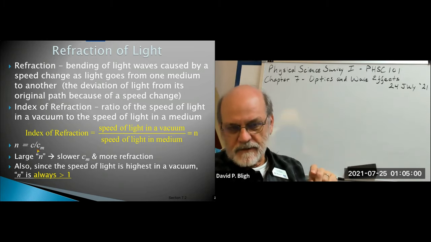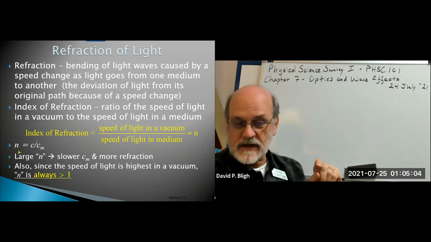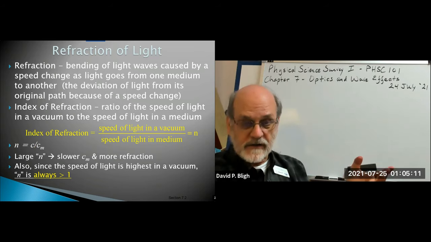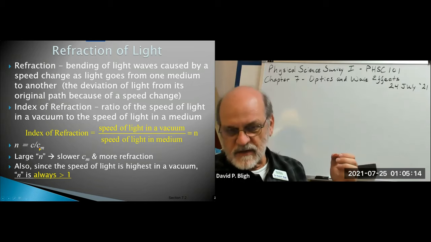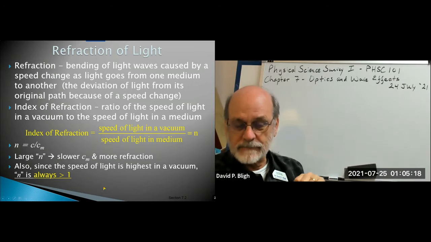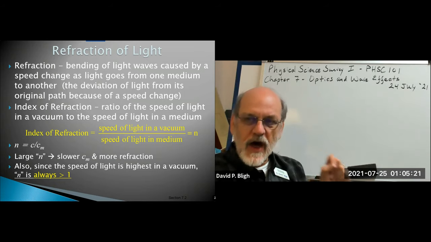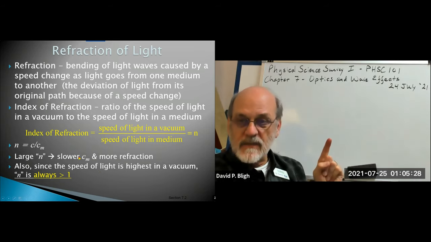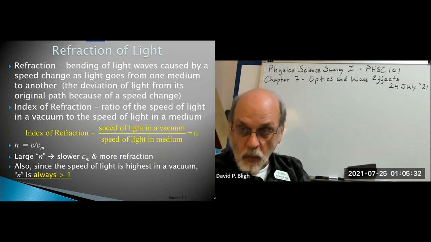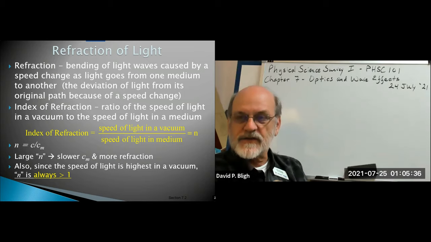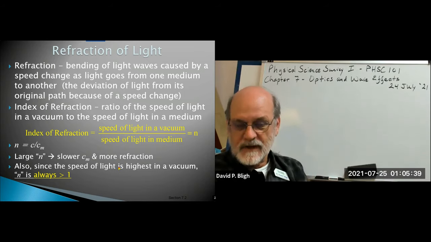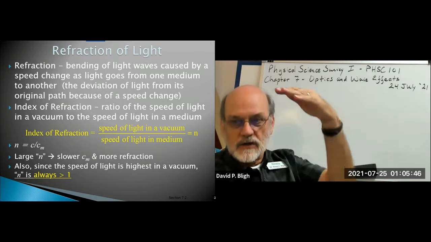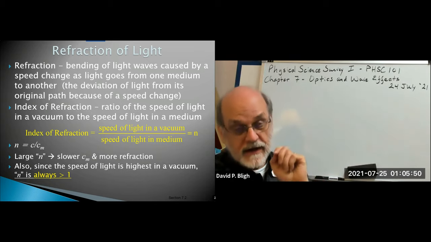So this is an abbreviated version of the formula. n, the index of refraction, equals c, which is the constant for the speed of light, divided by v, the speed of light in the medium. So what does that mean if we look at the number n? If n gets bigger, that means the medium slows the speed of light down more and more. The larger the n, the slower the speed of light in that medium. And as a consequence, you get a greater refraction, a larger angle change in direction. I'll show you that in just a second.